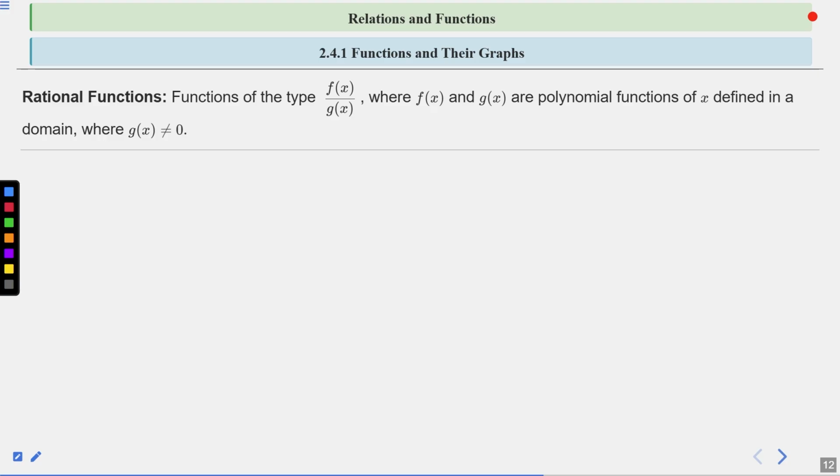Now rational function. A function of the type f(x) by g(x), where f(x) and g(x) both must be polynomial functions, where g(x) cannot be 0 in its domain. Clear? So any function of this type, where both the numerator and the denominator are polynomial functions, provided the denominator cannot be 0 in its domain, will be a rational function. Clear?